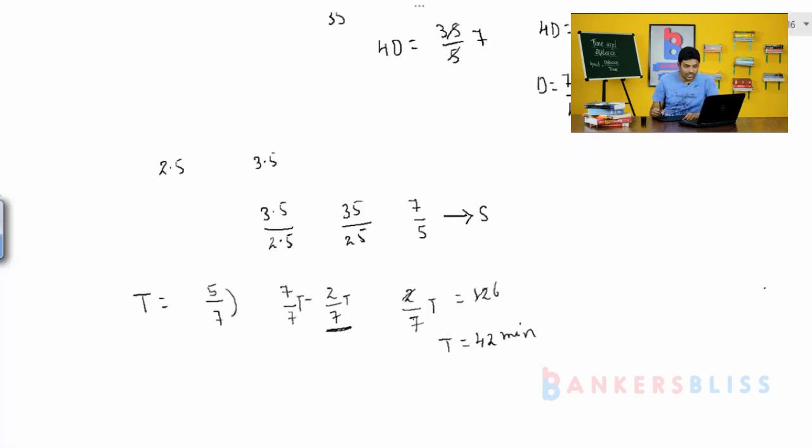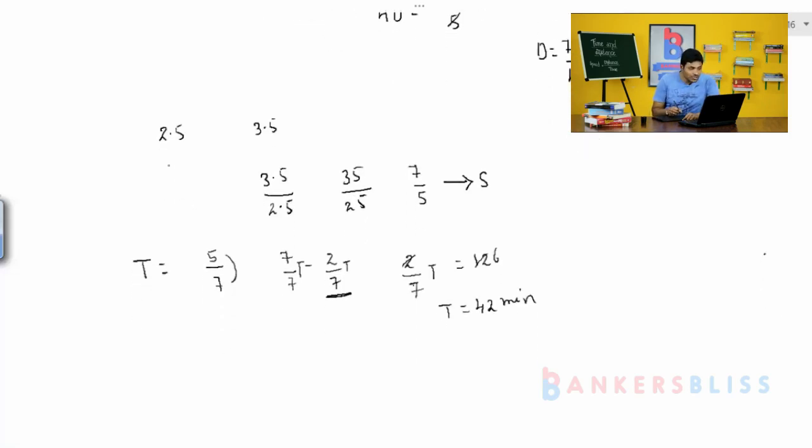So now see here, with respect to 2.5 we have calculated, so we have to consider only 2.5 now. So 2.5 kilometer per hour, which is equal to 5 by 2 we can write. So 5 by 2 kilometer per hour into time taken, that is 42 minutes. If you convert this 42 minutes into hours, then it will be 42 divided by 60 is equal to distance.